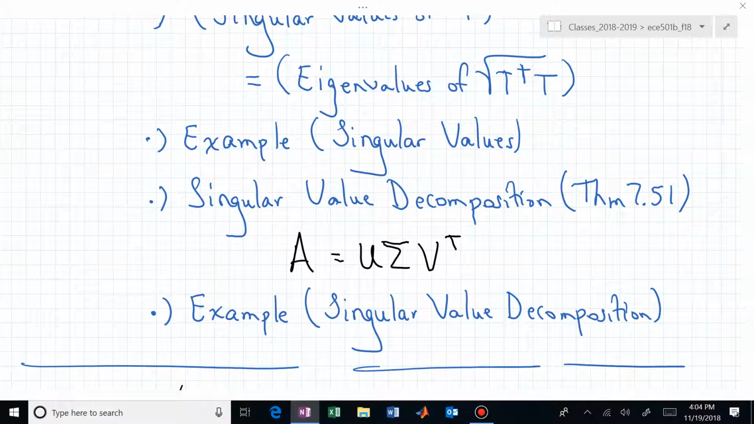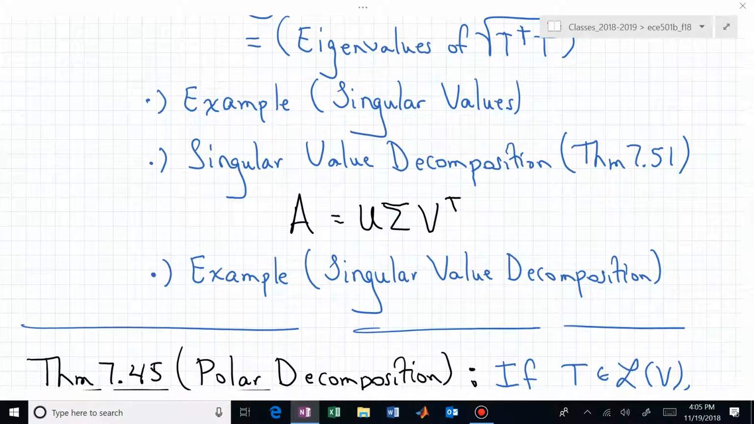Then we will talk about singular value decomposition, which is Theorem 51 in Chapter 7, which is A is equal to U sigma V transpose. U is a matrix of orthonormal vectors. V is similarly a matrix of orthonormal vectors, and sigma is this diagonal matrix of singular values, and sigma might not be square. A is not in general a square matrix.